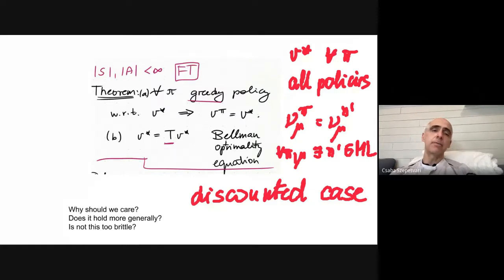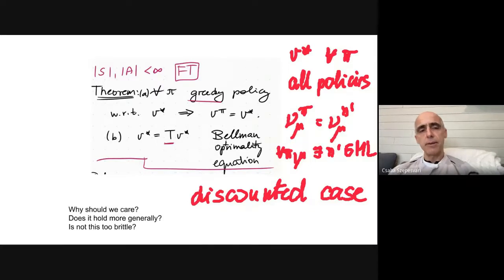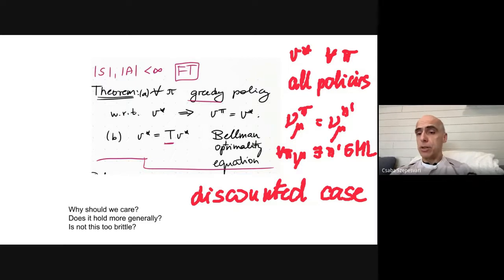But the second part of the theorem tells us something important, which is that the optimal value function is the fixed point of the Bellman optimality equation, which we will try to use to our advantage to reduce the total cost of arriving at an optimal policy.